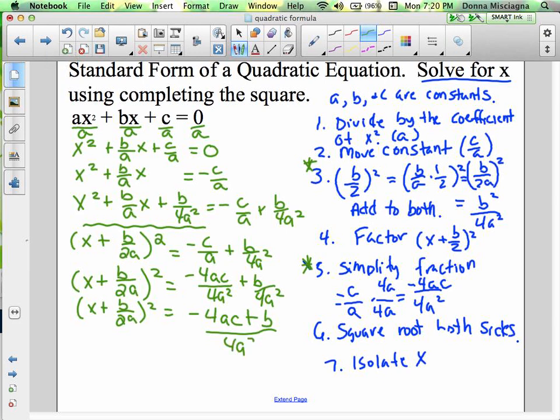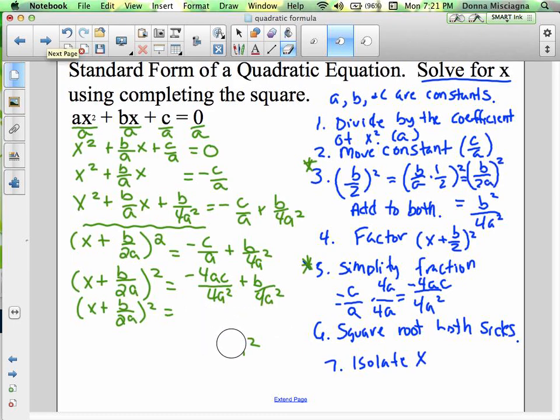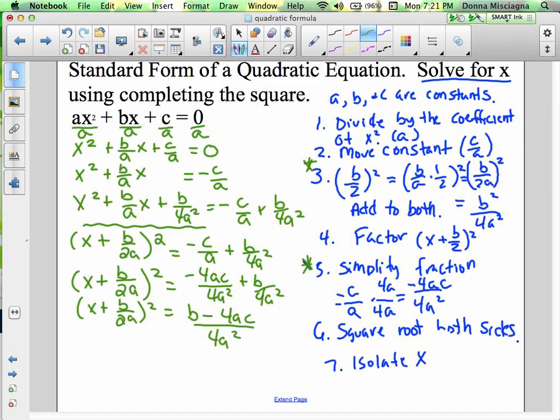So we're adding fractions with the same denominator, so we add the numerators. I just don't like the ordering of that because I've got a negative to start with. I kind of like it better like this. I'm going to put the b squared first. It's the same thing, I just changed the order. So b squared minus 4ac. So b squared is still positive, and 4ac is still negative, all over 4a squared.